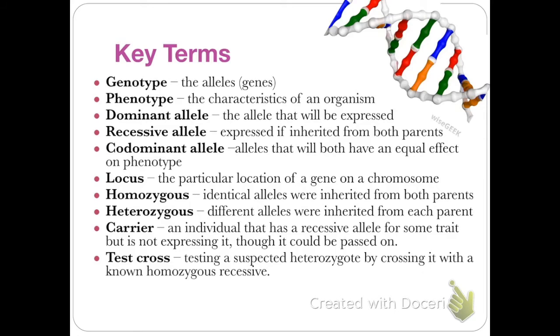Homozygous inheritance is a situation where the offspring has inherited identical alleles from both parents. So, for example, maybe we got a recessive allele from mom and a recessive allele from dad, then we'd be homozygous. Heterozygous is when different alleles are inherited from each parent. So perhaps you get a recessive allele from mom and a dominant allele from dad.